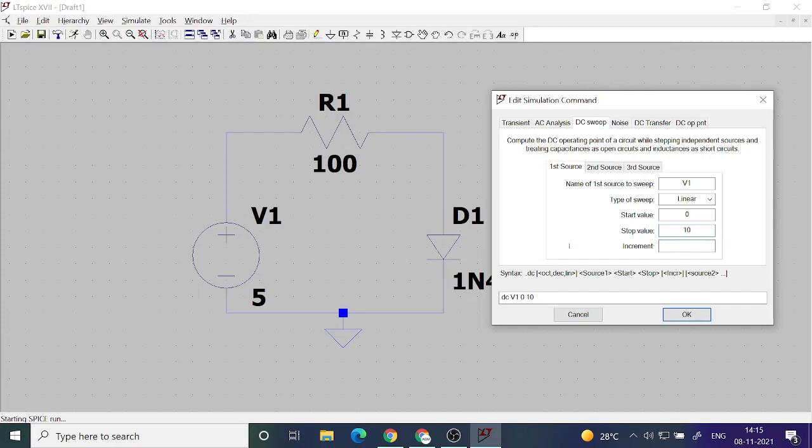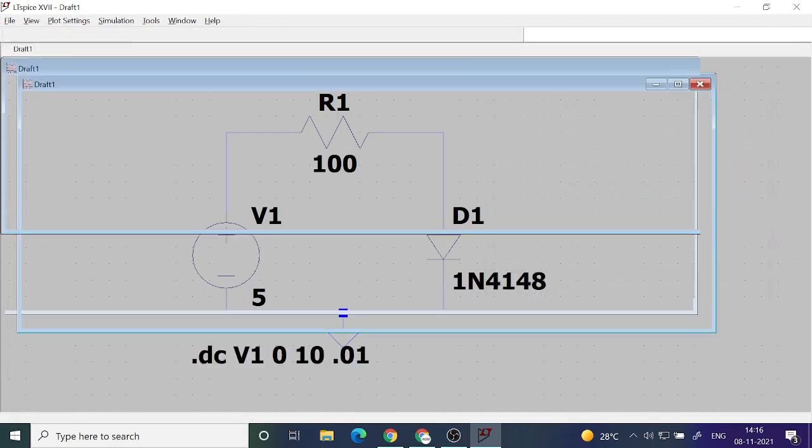The increment decides how many points we are going to evaluate in between 0 and 10. So if you want 1000 points, 0 to 10 will be divided into 1000 smaller units, so individual variation will be something like 0.01. So in steps of 0.01 we are increasing the voltage applied from the voltage source. Correspondingly, the voltage appearing across the diode will also vary. And then you give the run.